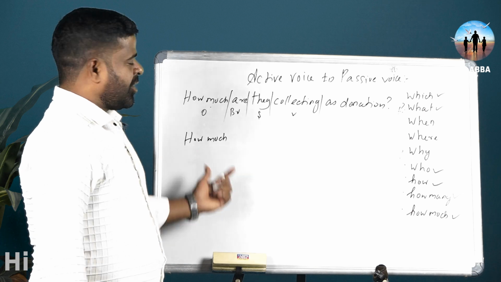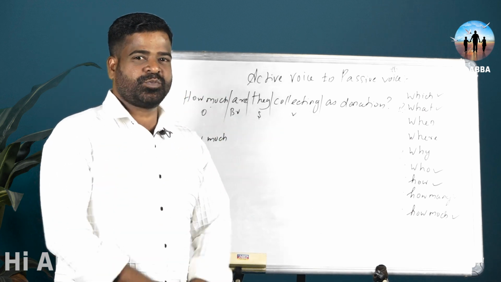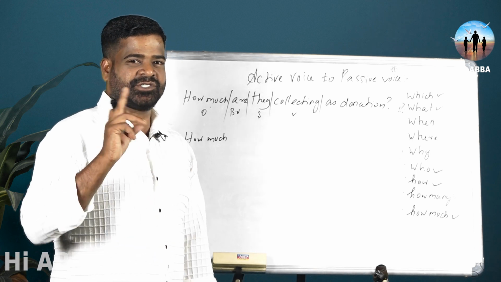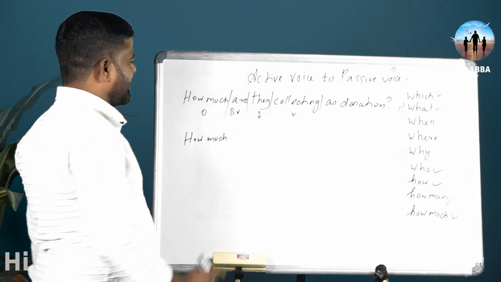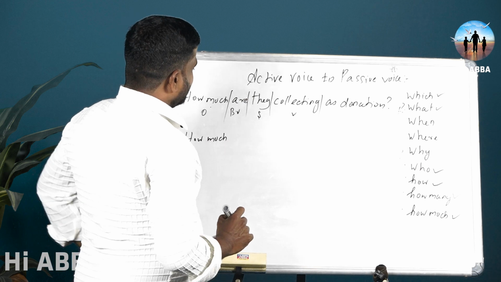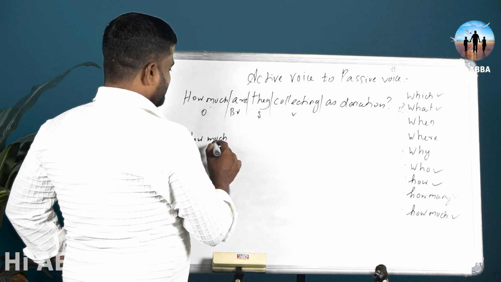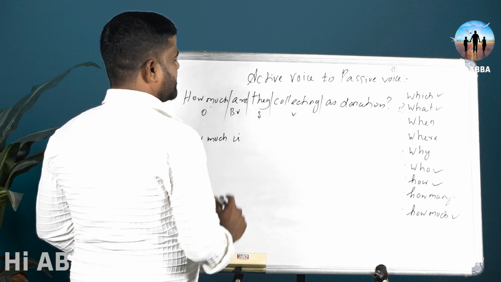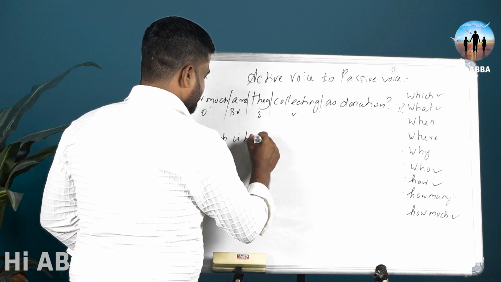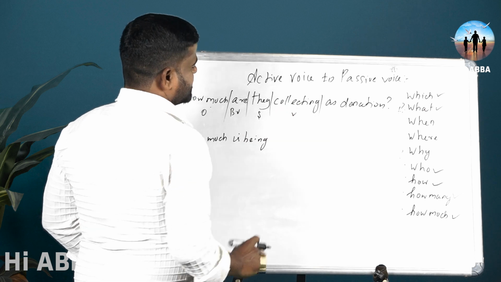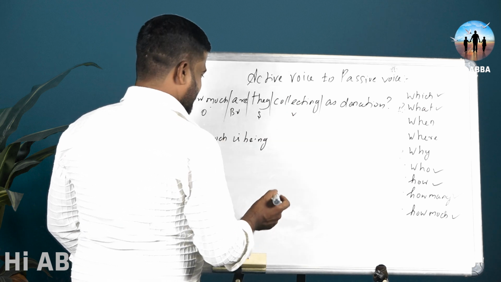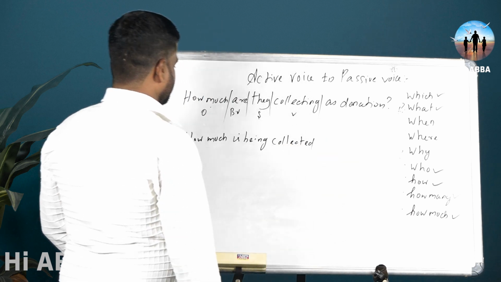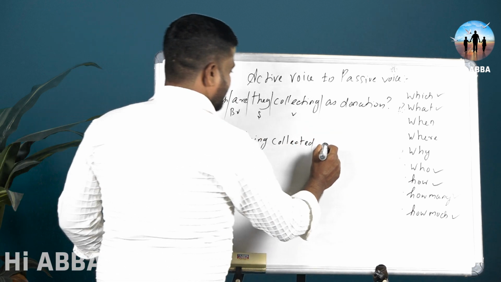Now how much, in a sense, is plural, but we are talking about money. Money doesn't have any plural sense, it is always singular. So how much, this is in present continuous tense. How much is singular, so instead of are we write is: how much is. This is continuous tense, so we will have to write being. How much is being. Collecting is V4, and V3 for collecting is collected. How much is being collected as a donation?